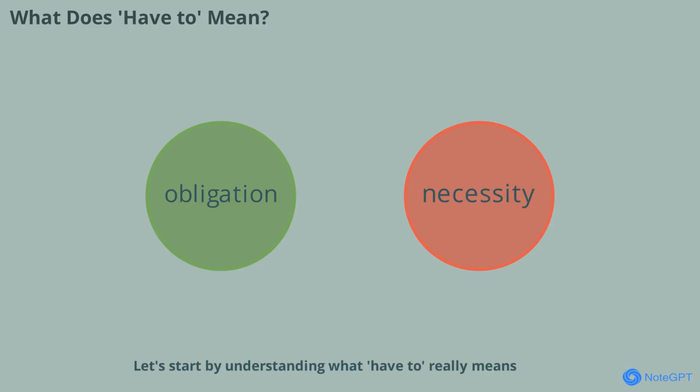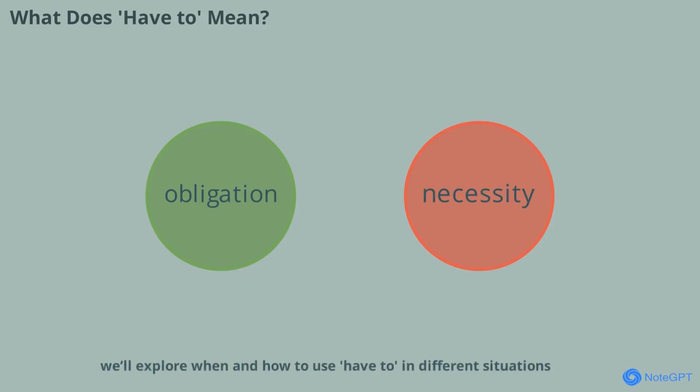Start by understanding what have to really means. When you use have to in English, you're talking about something that is not optional. It's a strong obligation, something you must do whether you like it or not. This could be because of rules, laws, or just the situation you're in. For example, if your boss tells you to finish a report, you have to do it. There's no way around it. This phrase is all about necessity and lack of choice.